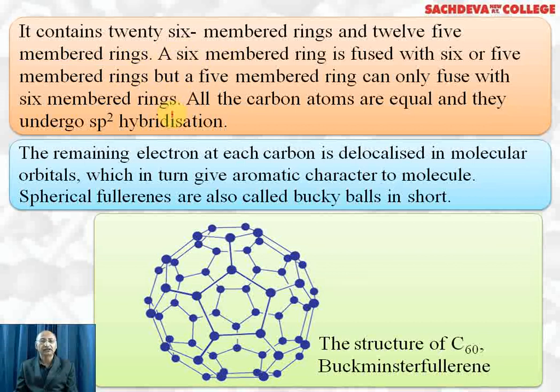All the carbon atoms are equal and they undergo sp2 hybridization. The remaining electron at each carbon is delocalized in the molecular orbital, which in turn gives aromatic character to the molecule. Spherical fullerenes are also called buckyballs in short.